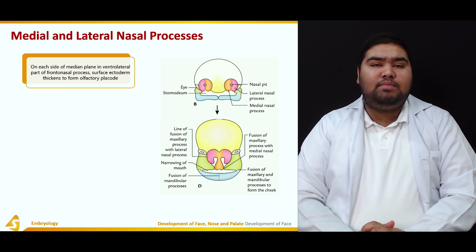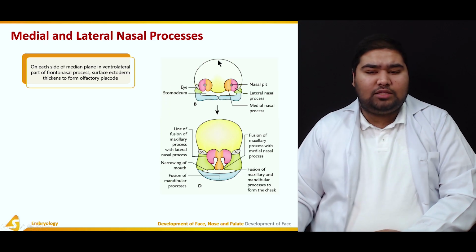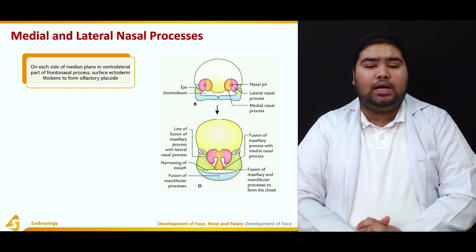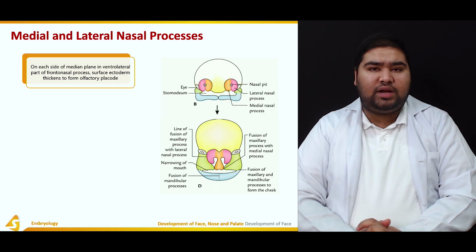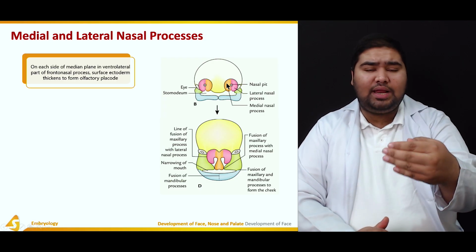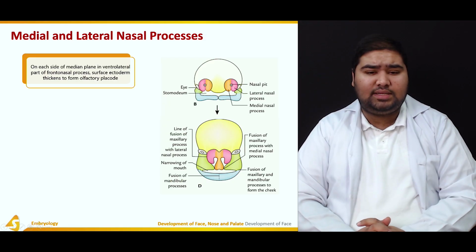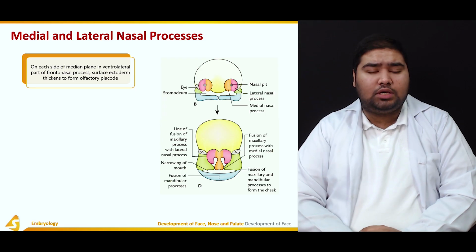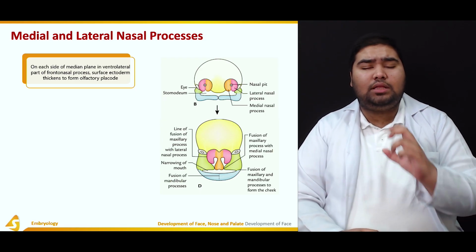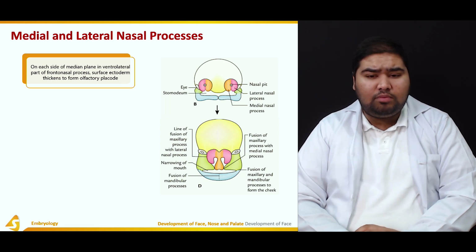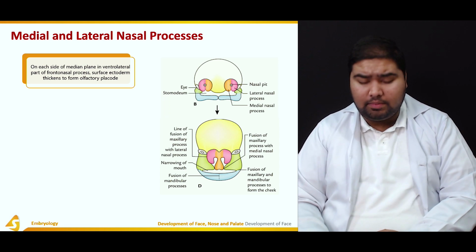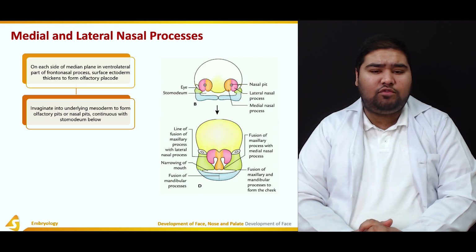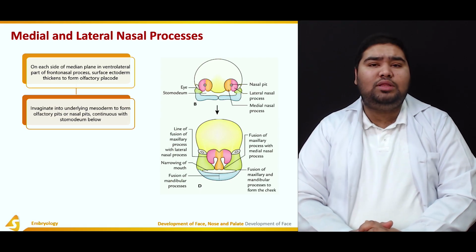So on each side of the median plane, the midline plane. So this is the median plane in the center, which lies in the midline. In the ventrolateral part of the frontonasal process, from the ventral and the lateral part of the frontonasal process, the surface ectoderm now thickens and forms an olfactory placode. So olfactory placode is actually a thickening of the surface ectoderm that is formed from this frontonasal process. This olfactory placode invaginates into the underlying mesoderm and forms the olfactory pits or the nasal pits.